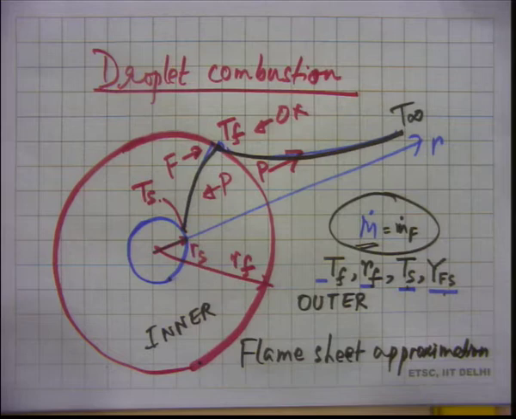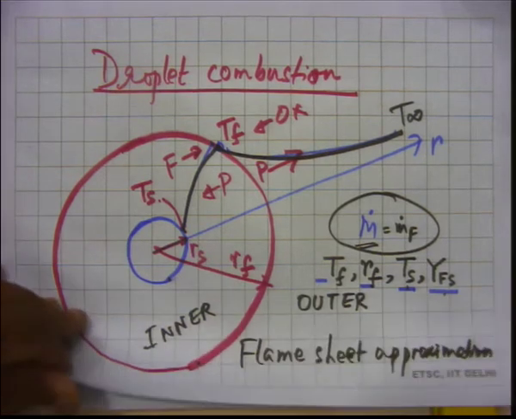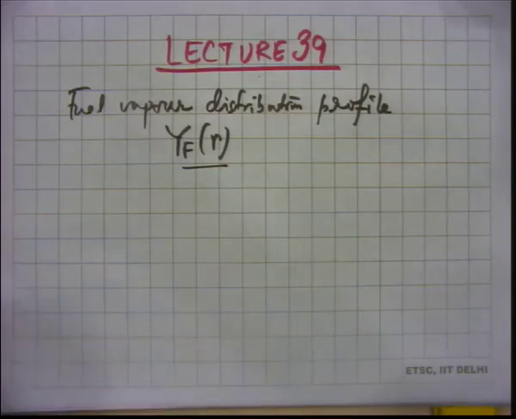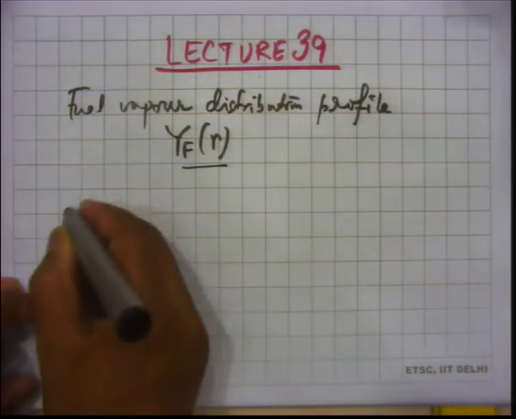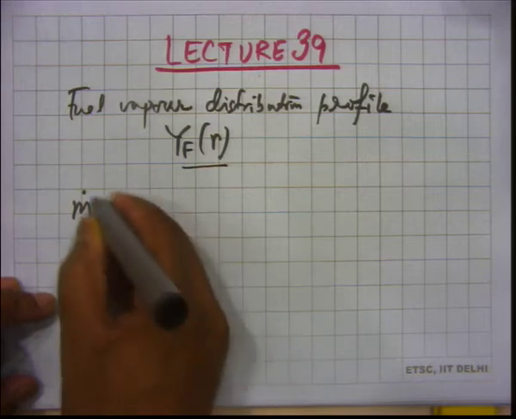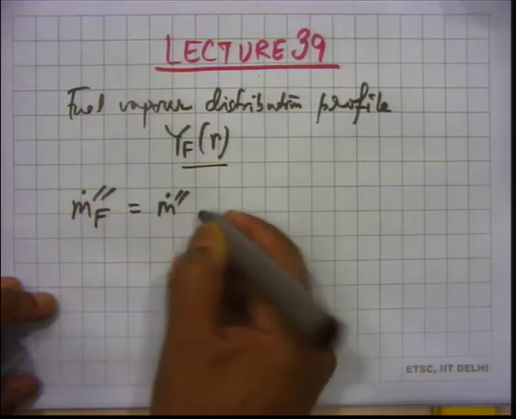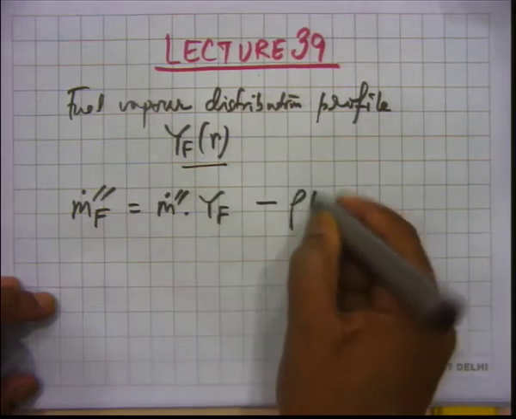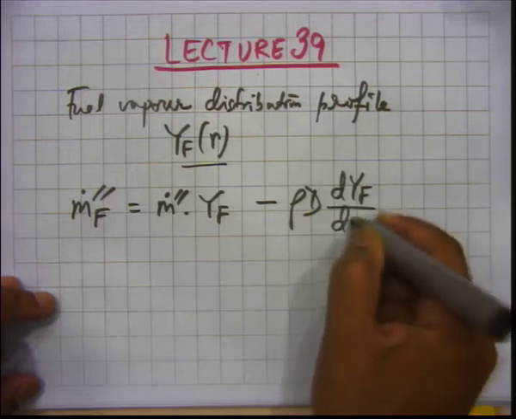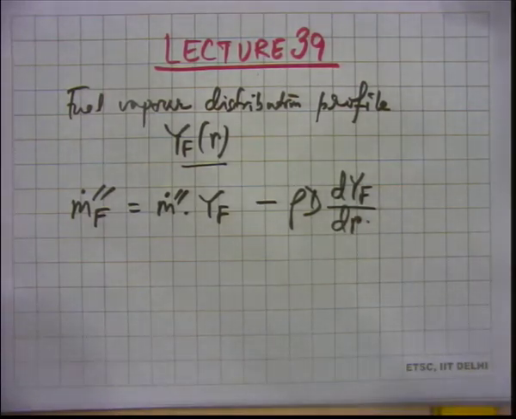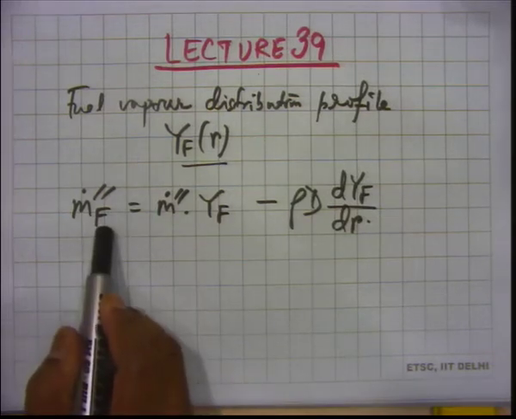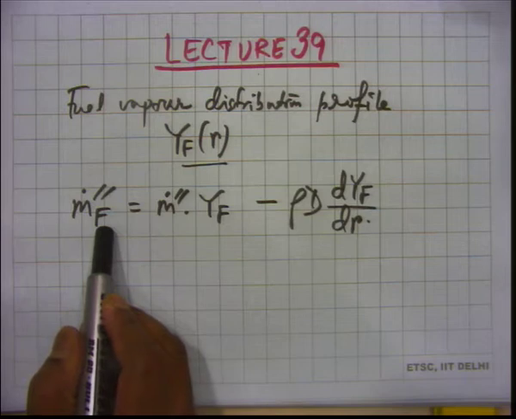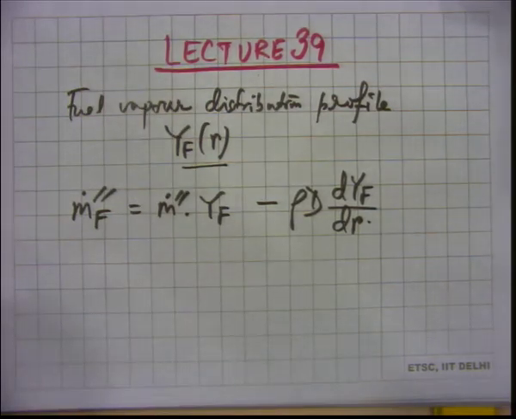So we are interested in only YF in the inner region. So how do we get YF in the inner region? In that inner region, we can say that m dot fuel double prime is m dot double prime into YF minus rho D dYF/dr. Okay, so is this familiar? What is m dot f double prime? Mass flux of the fuel vapor. It's actually positive from the droplet surface to the flame, radially outward.